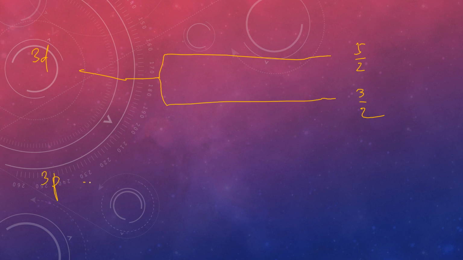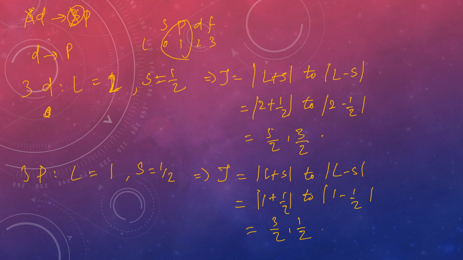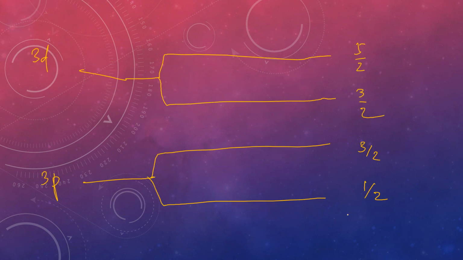So 3D lines are what? 5 by 2, 3 by 2. 3P values are what? 3 by 2, 1 by 2. Another thing, okay, wait. Here 5 by 2, 3 by 2. L is equal to 2, S is equal to half, 2S plus 1 is equal to 2. L is equal to 2 means what? D. So 2D, 5 by 2, 3 by 2. This one is 2P, 3 by 2, 1 by 2. Okay, so I can write that way also: 2P 3 by 2, 2P 1 by 2, 2D 5 by 2, 2D 3 by 2.